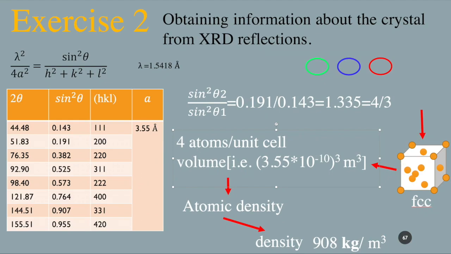From the lattice parameter we can calculate the number of atoms per unit cell, because if it is FCC, we know there are 4 atoms per unit cell, and we know the volume of the unit cell. So we can calculate the atomic density, and from here we can also calculate the density. Finally, all this information is used to identify the crystal. If you check all these parameters, the unit cell parameter, the density, everything, you will find that this is nothing but nickel. So this is nickel.